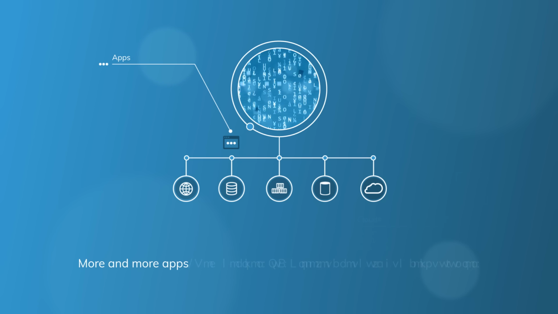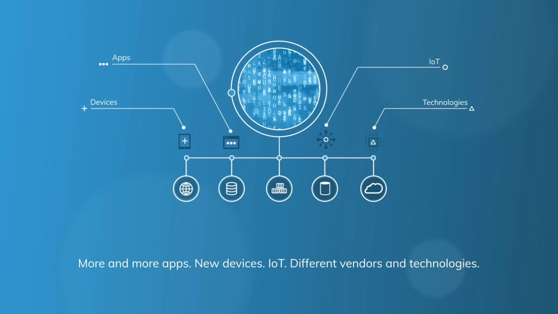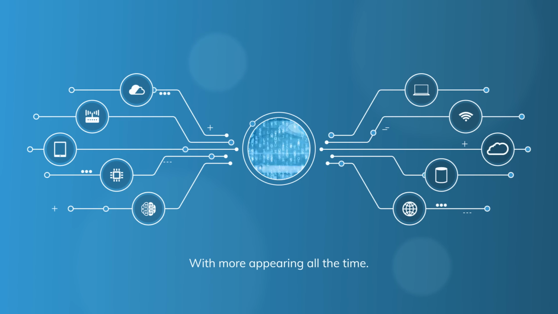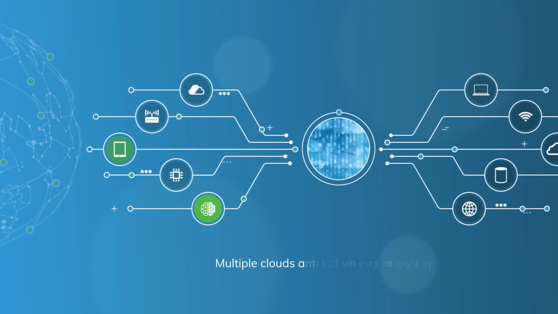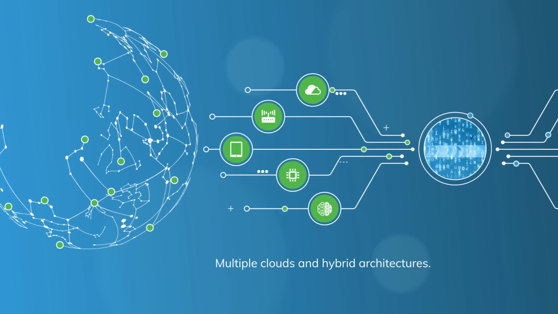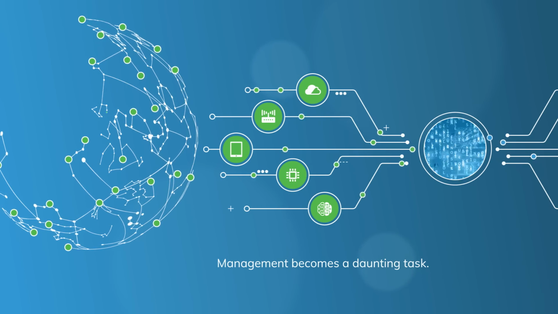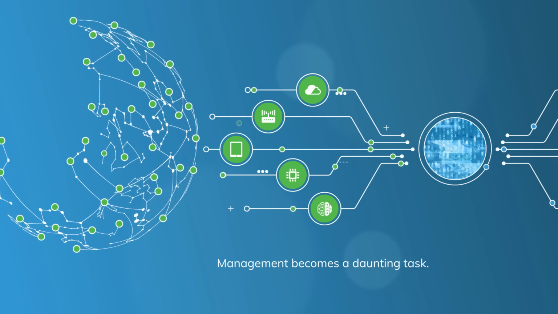More and more apps, new devices, IoT, different vendors and technologies. All in motion, all interconnected, with more appearing all the time. And it's not just on-premises or in one location. It's across hybrid architectures and multiple clouds too. As communications become ephemeral and things change fast, managing your applications and infrastructure is like herding cats.